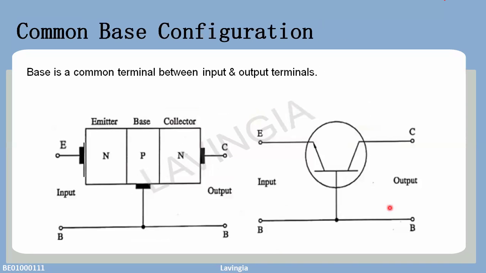Similarly, if we talk about common base configuration, in which your base terminal will be common between your input and output. You can see over here that the emitter base region will be considered as the input side and the collector base region will be considered as the output side.